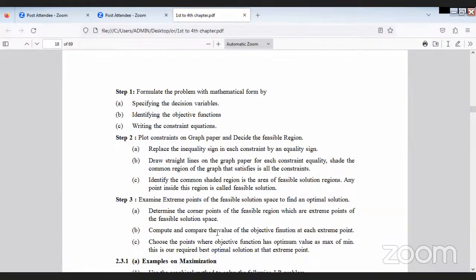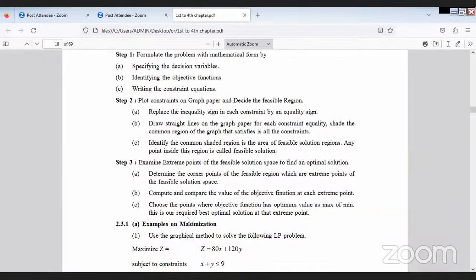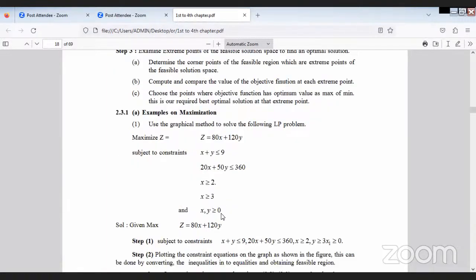Identify the common shaded region as the feasible region. Any point inside this region is called a feasible solution. Examine the extreme points of the feasible solution space to find an optimal solution. Determine the corner points of the feasible region, which are the extreme points of the feasible solution space. Compute and compare the value of the objective function at each extreme point. Choose the point where the objective function has the minimum or maximum value, as required, as the best optimal solution at the extreme point. Use the graphical method for the following very important problem of the LP problem.